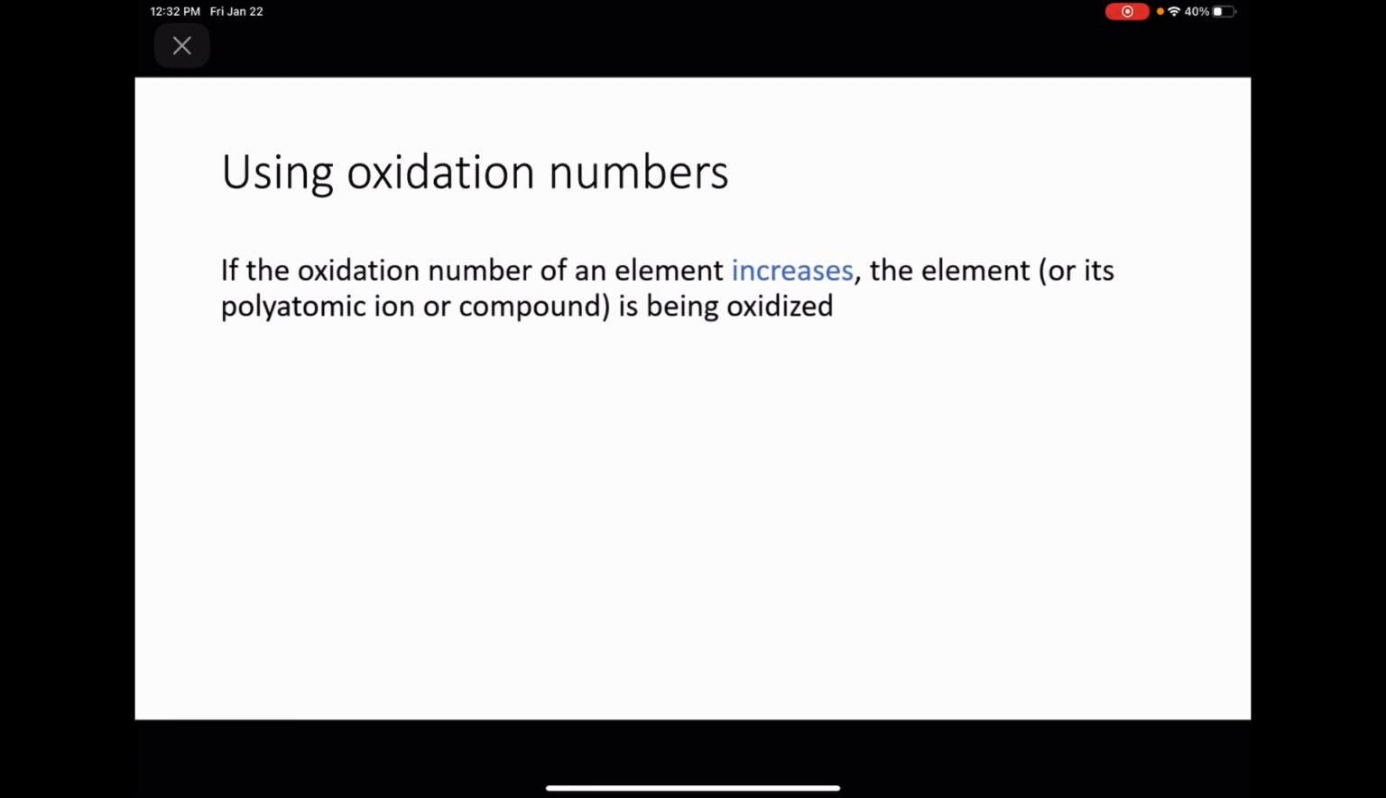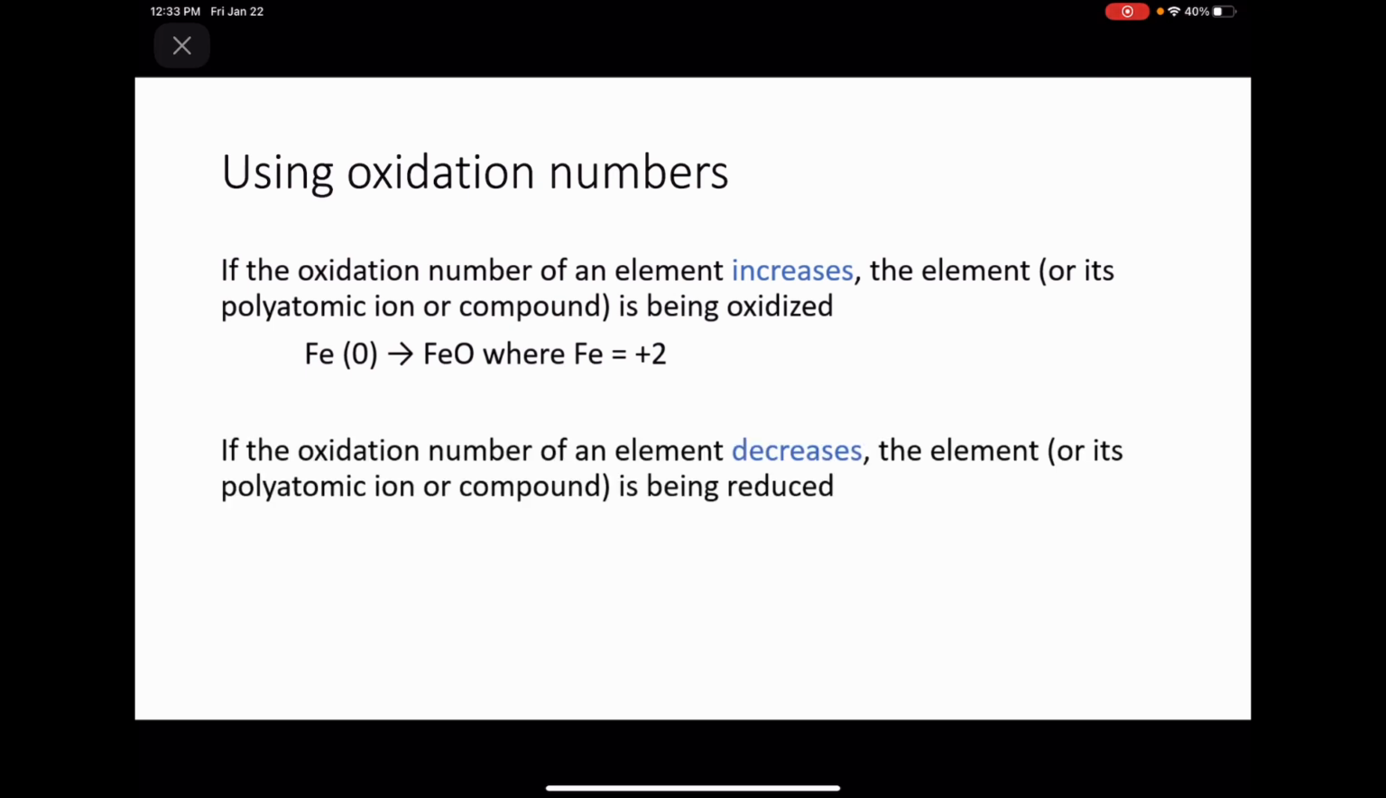Now that we know how to assign oxidation numbers, let's see how we use them in our deductions. So basically, if an oxidation number of an element increases, that element or the polyatomic ion or compound that it's involved with is being oxidized. So in our example, our iron had a 0, and then when we assign our oxidation number in iron oxide, it's +2. So the oxidation number is increasing from 0 to 2, so that's being oxidized. If the oxidation number of the element is decreasing, then that element, or more importantly, the polyatomic ion or compound that element is in, is being reduced.